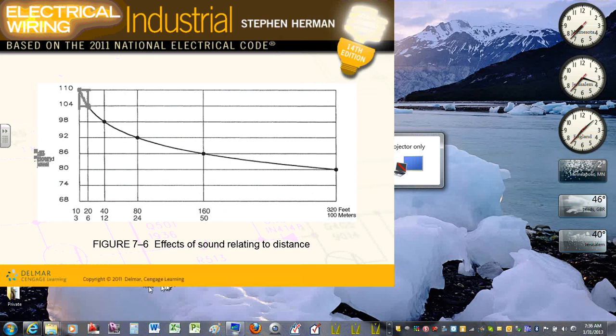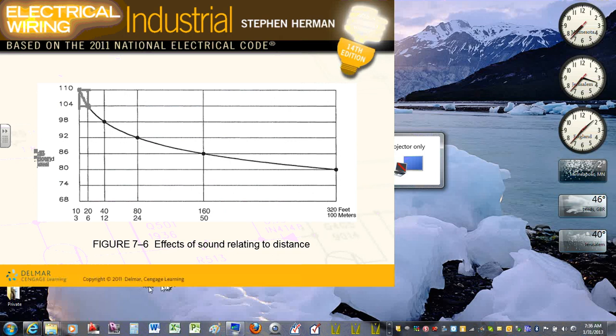Let's assume at 10 feet, I have 110 decibels. Right now, you hear me at 110 decibels. If you move another 10 feet back, that will give you twice the distance. So that'll put you at 20 feet from me. It will drop it down to 104. So you lose 6 decibels every time you double the distance.